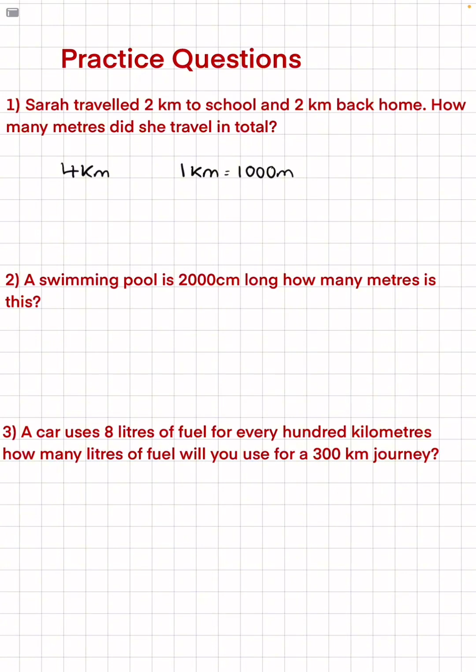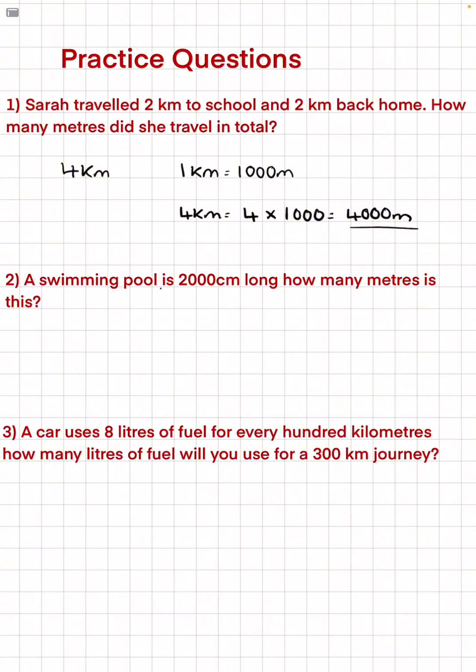We're converting from big units to small units, so we multiply. So 4 kilometers equals 4 multiplied by 1,000, which equals 4,000 meters. So the answer is 4,000 meters.